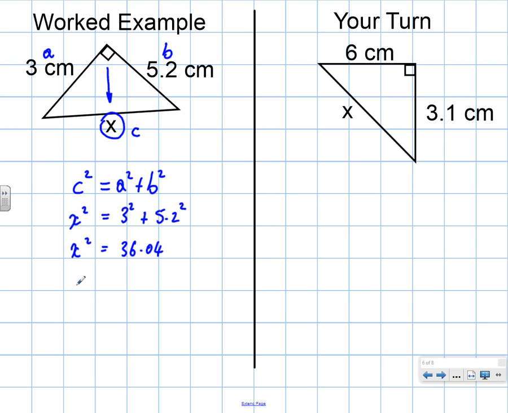And now it's the same as previous examples. We're going to take the square root of that number in order to find the length of side x. And when I put that into my calculator, I get the unrounded answer of 6.0033, and so on. And when I round that to one decimal place, it becomes 6.0 centimeters.